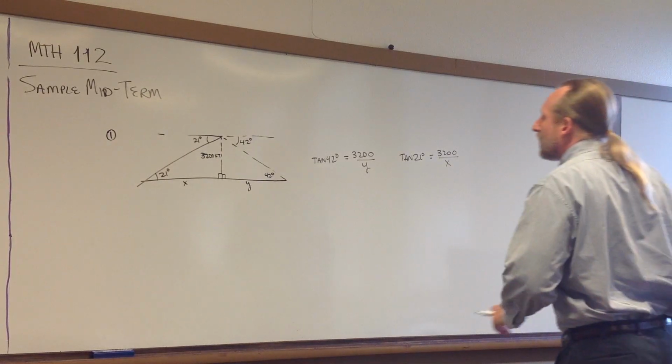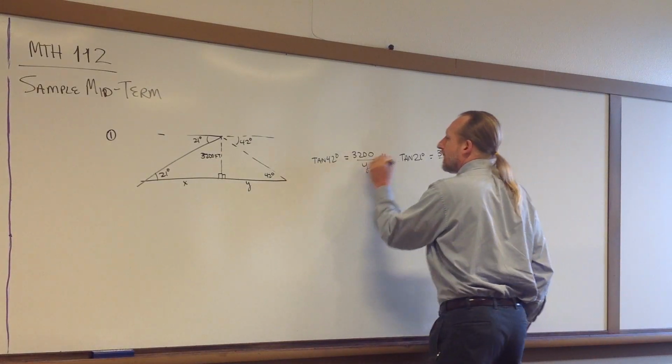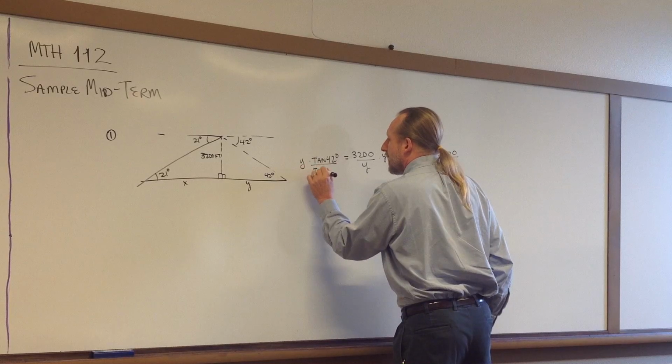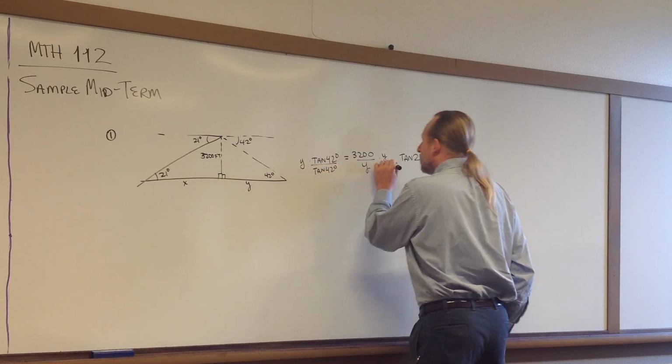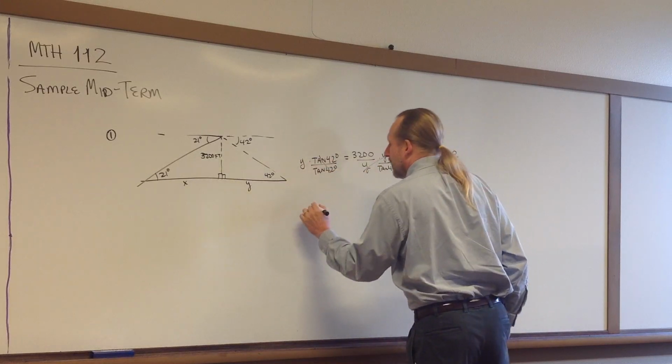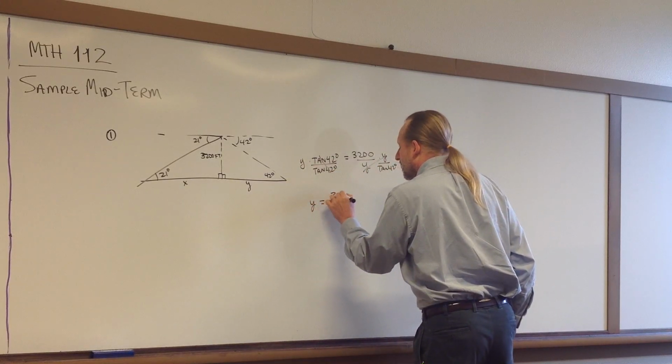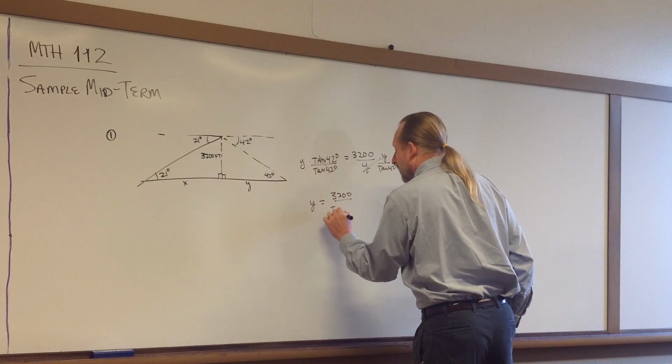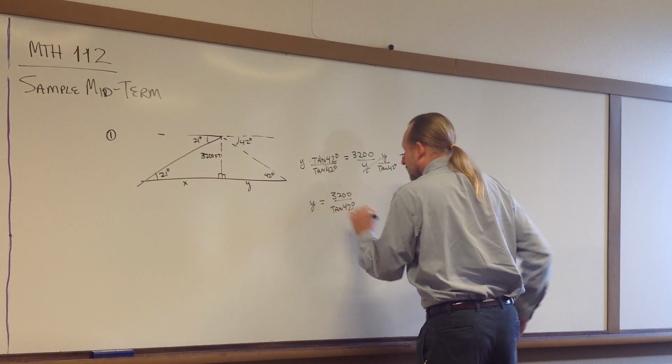Then we'll multiply on both sides by y and divide on both sides by the tangent of 42 degrees, and we'll get y is 3,200 divided by the tangent of 42 degrees.